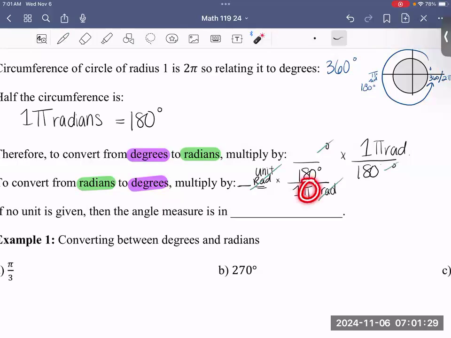And this pi will remain because pi, as we know, is 3.14 something, something, something. It'll just keep going. It's irrational. That's why we use the symbol for pi. So to go from radians to degrees, we'll multiply by 180 degrees divided by 1 pi radian.